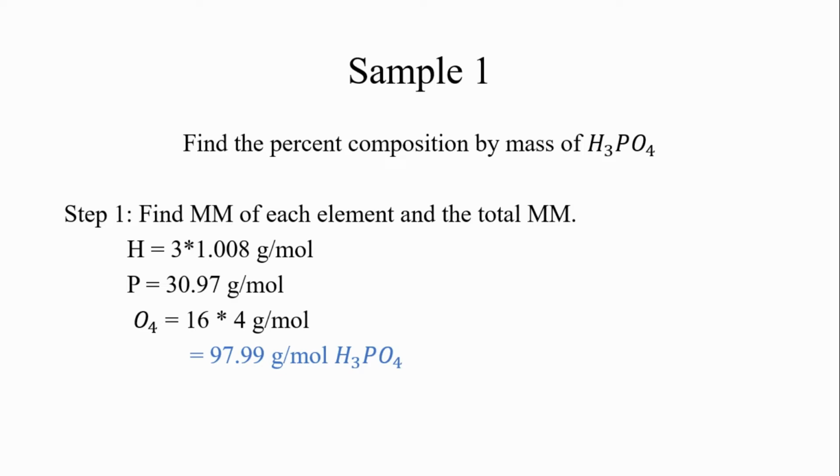Since hydrogen has 3 subscripts, we will multiply it to its molar mass. While phosphorus has only 1 subscript, we won't be multiplying it anymore. And oxygen has 4 subscripts, so we will multiply it to its molar mass. Adding the addends will give us 97.99 grams per mole of phosphoric acid.